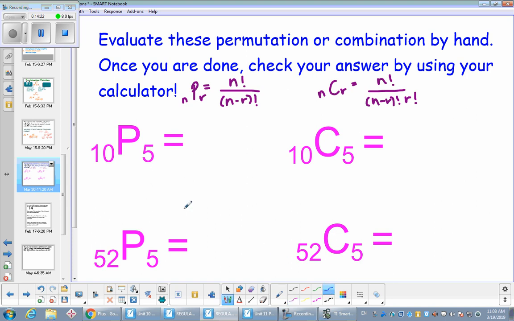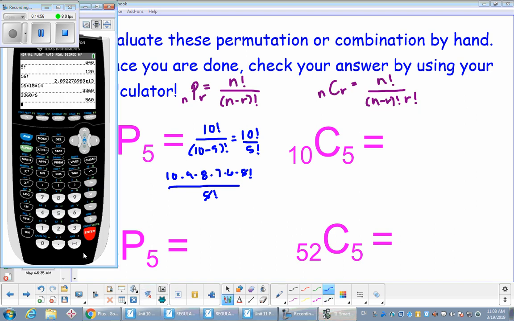All right, so this 10P5 is going to be 10 factorial over 10 minus 5 factorial, which gives me 10 factorial over 5 factorial. If you got there, that's great. If you made it further, you should have written 10, 9, 8, 7, 6, and stopped at 5 because everything below 5 is going to cancel. So we got 10 times 9 times 8 times 7 times 6. So I'm going to calculate that. And I get 30,240.